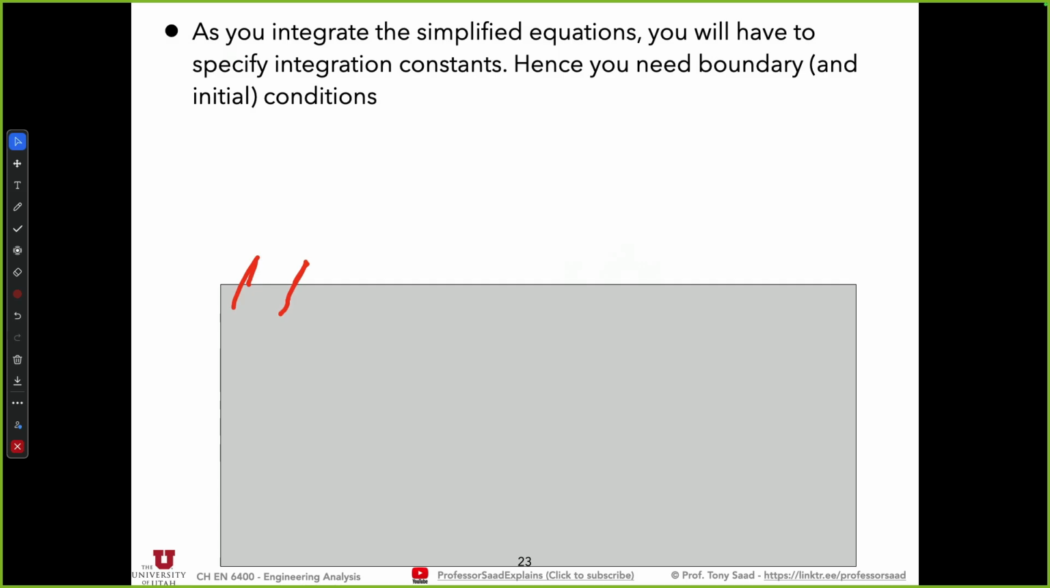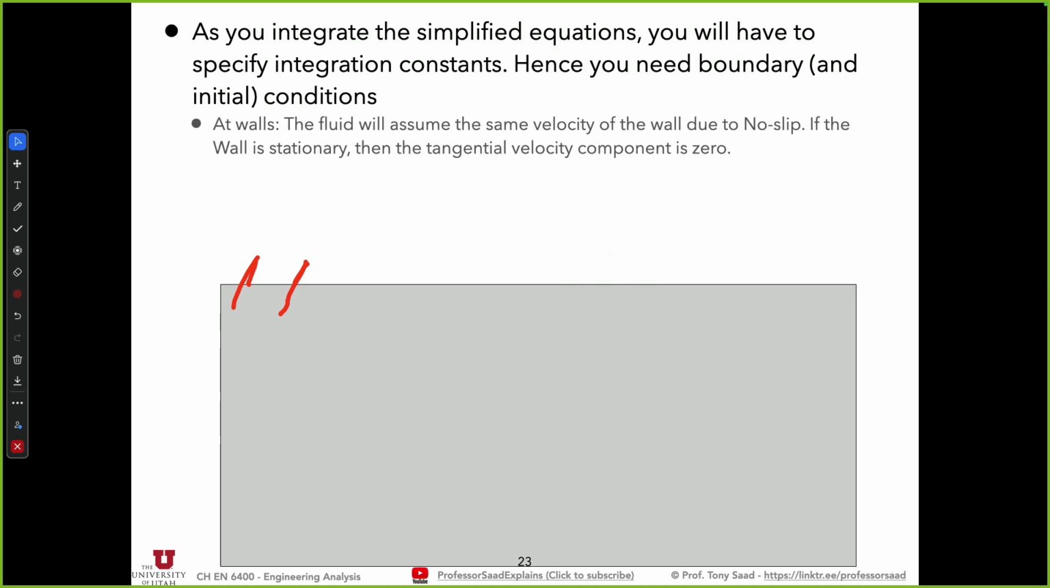There are two types of boundary conditions we will deal with: walls, either fixed or moving walls, or fluid-fluid interfaces, all right? At walls, the fluid will always stick to the wall. So if the wall is moving, the fluid is going to move at the same speed as the wall, correct? If the fluid sticks to any wall, and if the wall is moving, it's going to be dragged at the same speed. If the wall is not moving, then it's going to be 0. We call that the no-slip boundary condition.